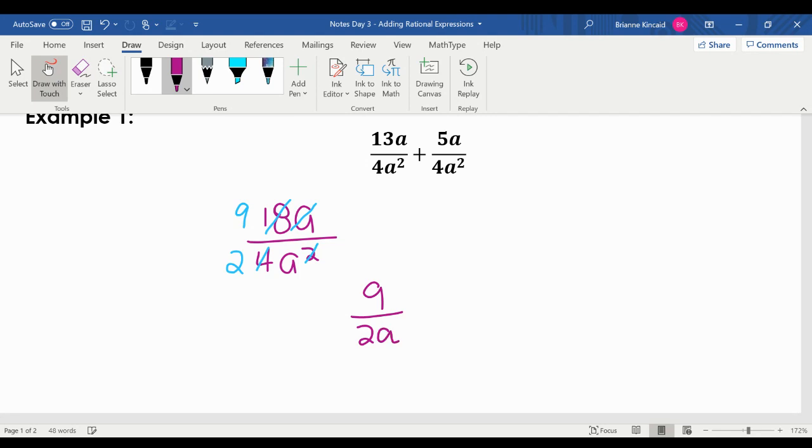9 over 2a. As far as excluded values go, remember it's only if you've crossed it off and you no longer see that in the denominator. I crossed off an a from the numerator and the denominator. Anytime you cross off a, or a squared, or a cubed instead of a plus or minus a number, you are essentially having an excluded value of 0. I still see just an a in the denominator. The 2 is just the number being multiplied by it. It's not 2 plus a, it's 2 times a. That is an excluded value of 0. We don't need to list it because we can still see it.